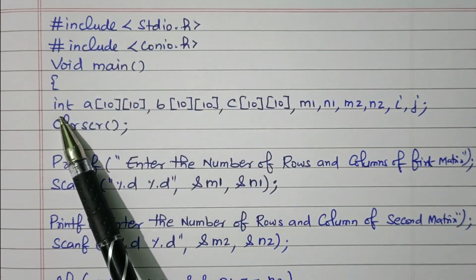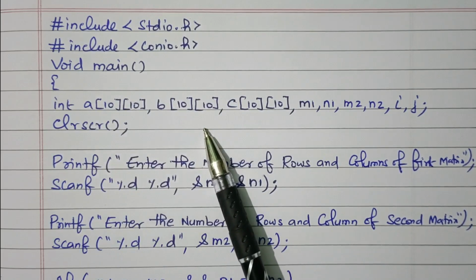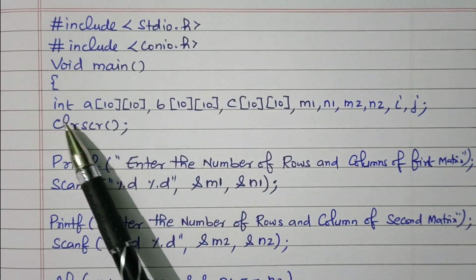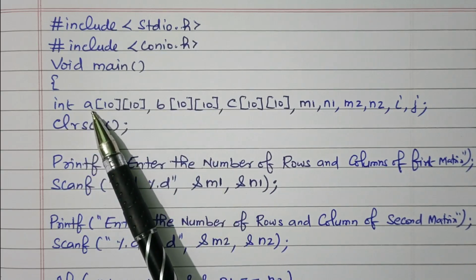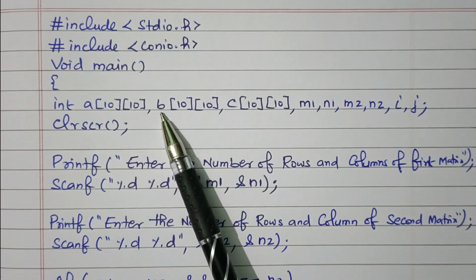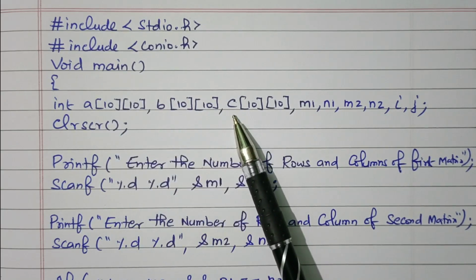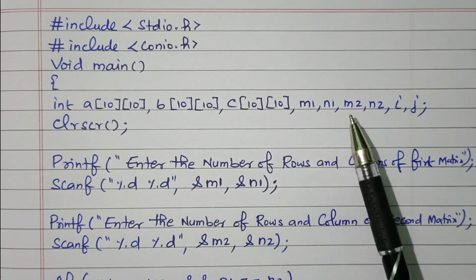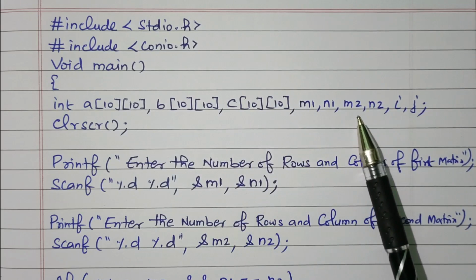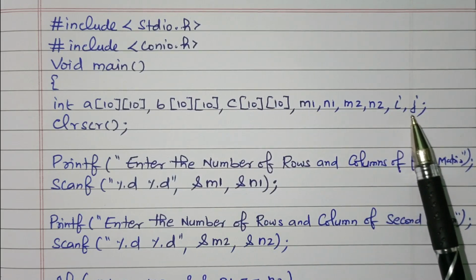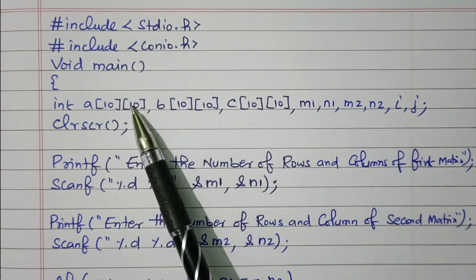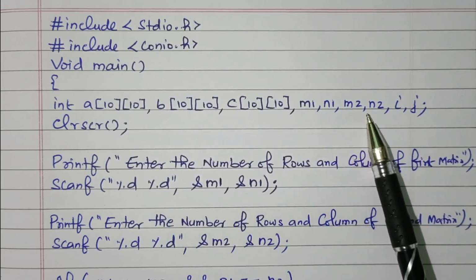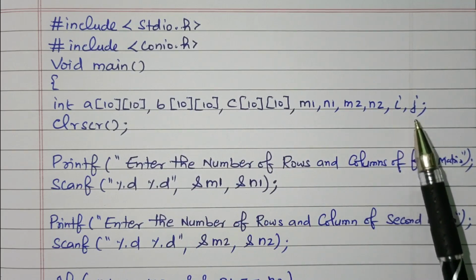The next step is we need to declare the variables. What are the variables we need? So first we will declare the matrix A. This is matrix A, the first matrix. B is the second matrix. C is the resultant matrix, the subtraction matrix. This M1, N1 is the dimension of the first matrix. M2, N2 is the dimension of the second matrix. This i, j is used for loops. So: first matrix, second matrix, resultant matrix, dimension of first matrix, dimension of second matrix, and variables used for loops.